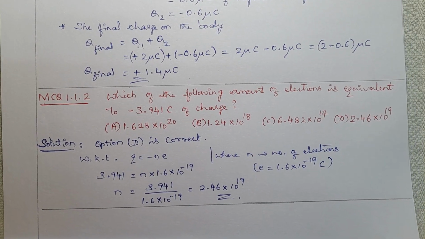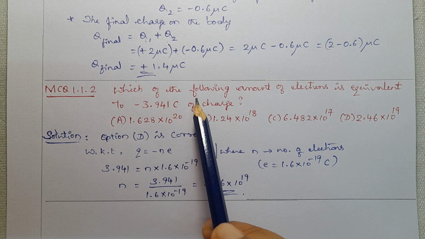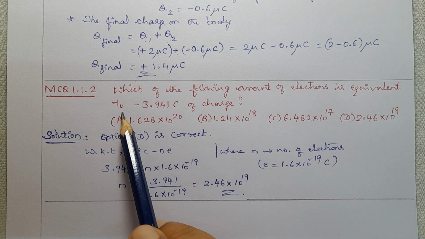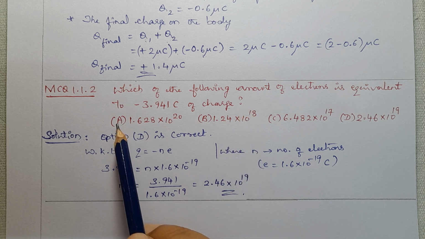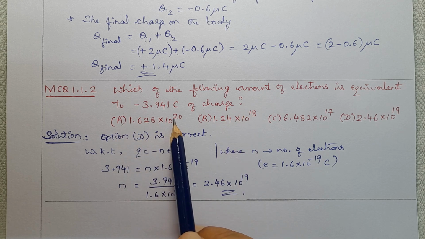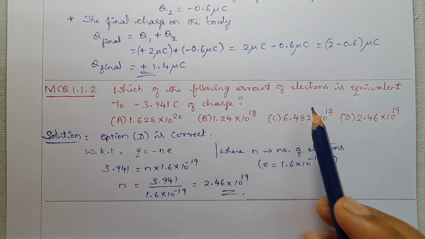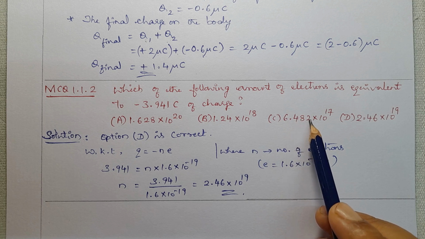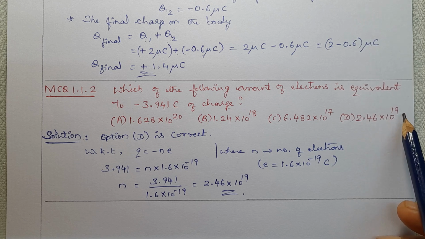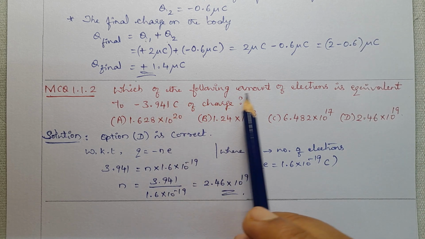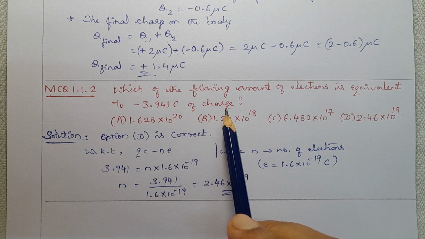Question, multiple choice question 1.1.2. Which of the following amount of electrons is equivalent to minus 3.941 coulomb of charge? Option A: 1.628 into 10 to the power of 20. Option B: 1.24 into 10 to the power of 18. Option C: 6.482 into 10 to the power of 17. Option D: 2.46 into 10 to the power of 19.